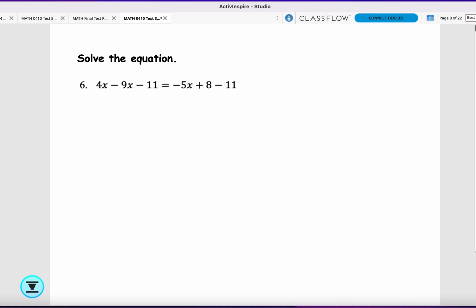All right, number 6. Solve the equation. So notice how there's more terms here on the left and the right side. So you got to ask yourself, all right, can we combine anything on the left side? Well, yeah, we can. We can combine the x's. Next, we ask ourselves, can we combine anything on the right side? Yeah, we can. The 8 and the 11. So let's go ahead and use our math skills to combine these.